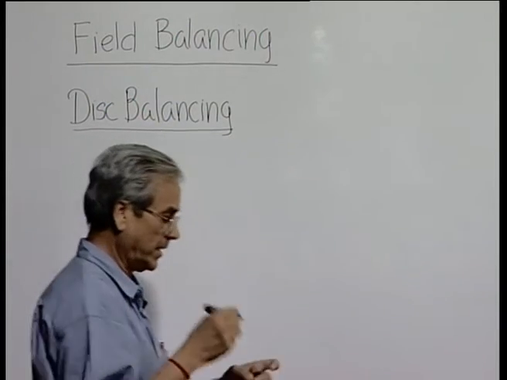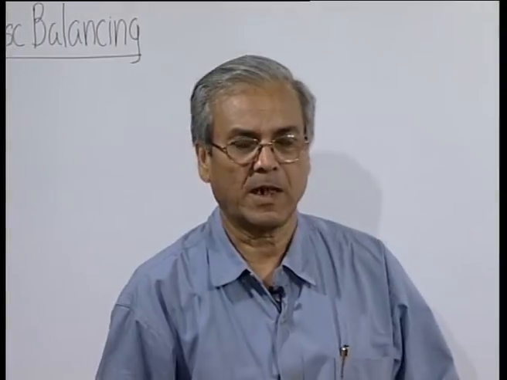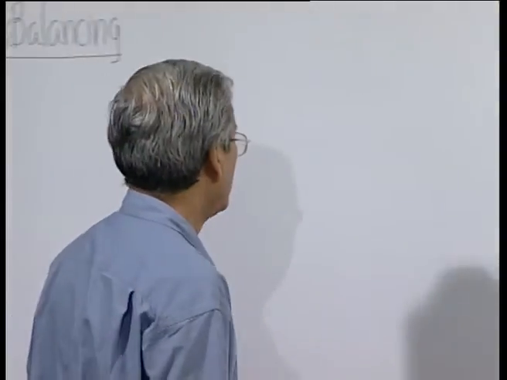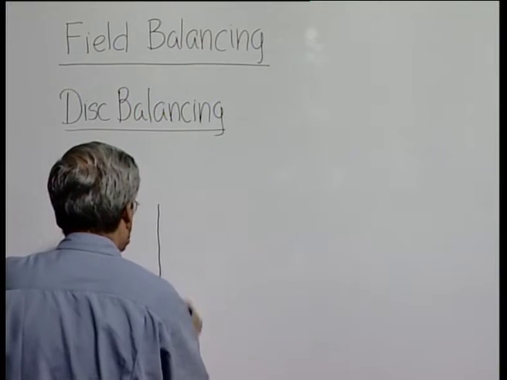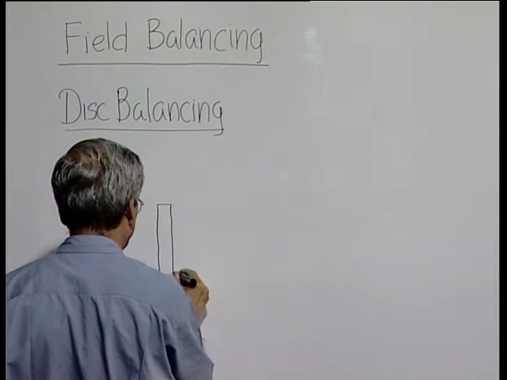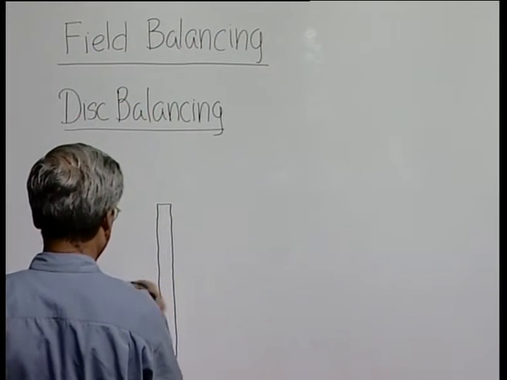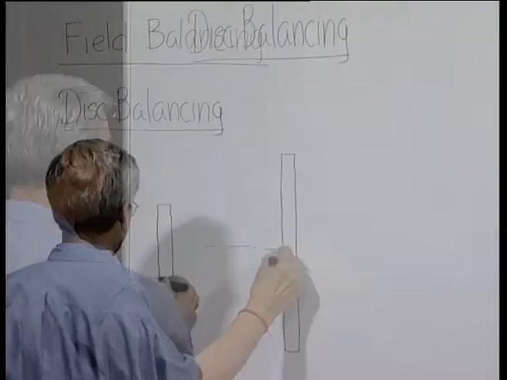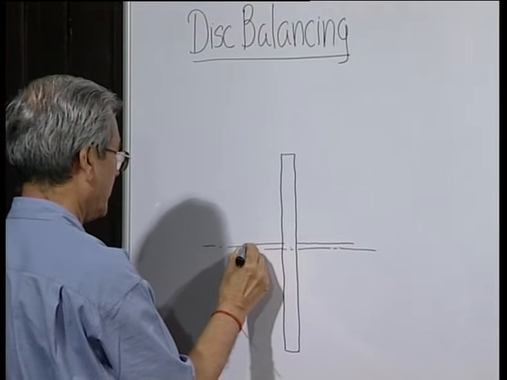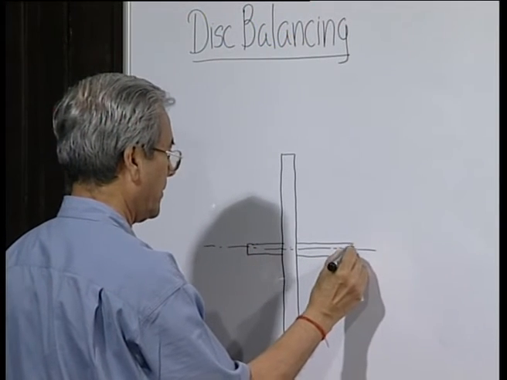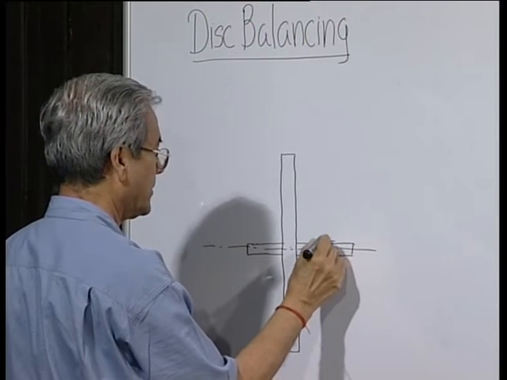Now, we will take up two cases. One is slightly advanced and sophisticated, which requires some instrumentation, and the other requires minimum instrumentation and can be done by almost anybody. So, the setup will be something like this. This is a disc on a shaft. The shaft is mounted on bearings.